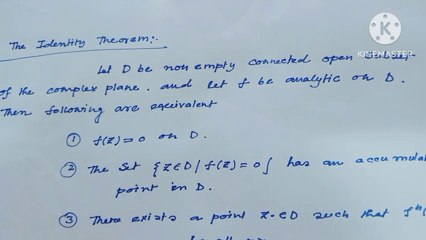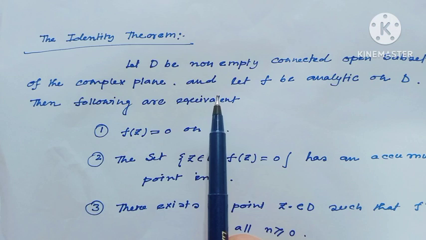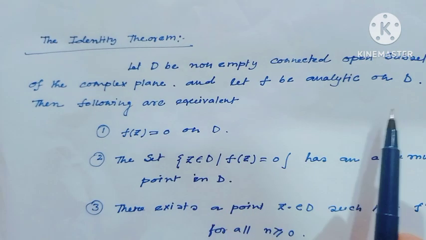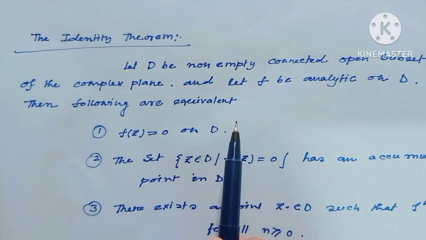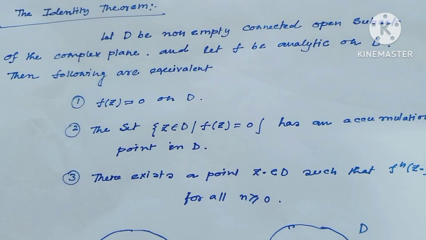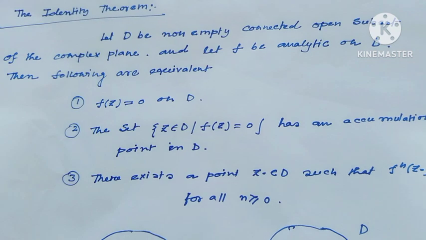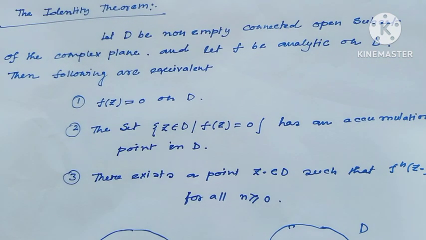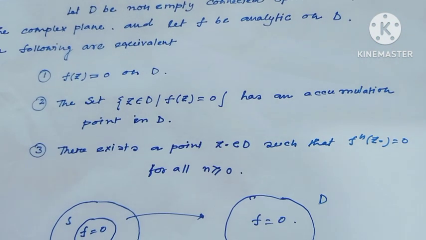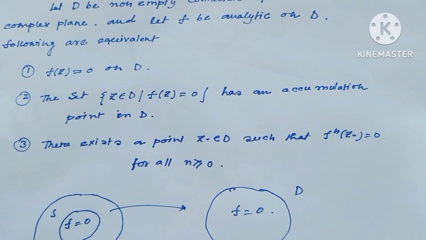At first, just as a review, let's see what the identity theorem is. We all know the statement of the identity theorem: let D be a non-empty connected open subset of the complex plane, and let f be an analytic function on D. Then the following are equivalent. Option 1, f(z) is equal to 0 on the set D. Option 2, the set of z belonging to D such that f(z) equals 0 has an accumulation point in D. Option 3, there exists a point z0 in D such that f^(n)(z0) equals 0, and this is true for all n greater than or equal to 0.